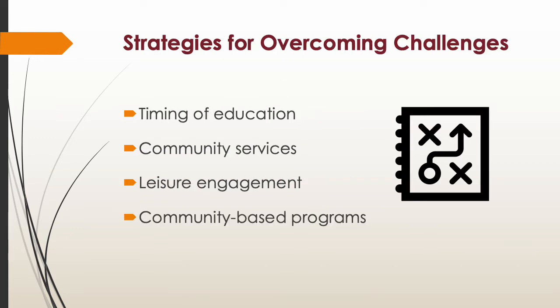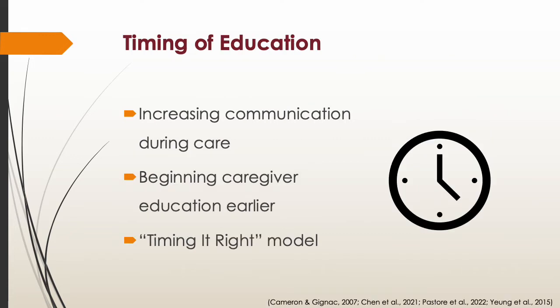Strategies to overcome the challenges of the current model of care tended to fall into 4 categories: timing of education, community services, leisure engagement, and community-based programs. When looking at timing of education, one of the recommendations that has been suggested is to focus on increasing communication between health professionals and care partners, as well as to provide multiple forms of information, such as in verbal and written forms. However, this recommendation does not acknowledge the remaining time limitations in the hospital and the gaps in knowledge that can still occur during the transition home.